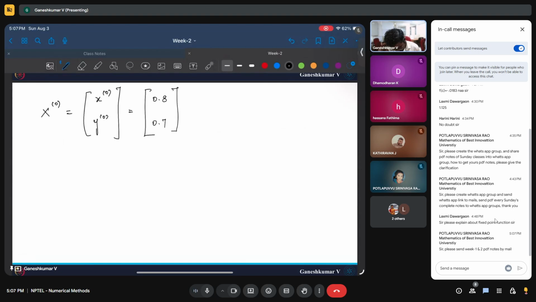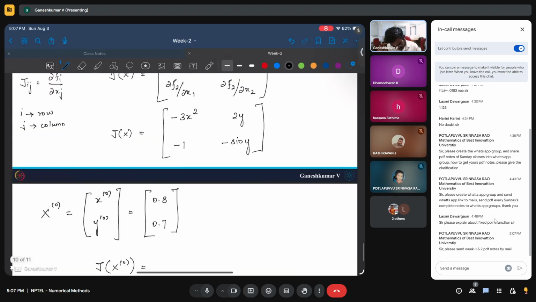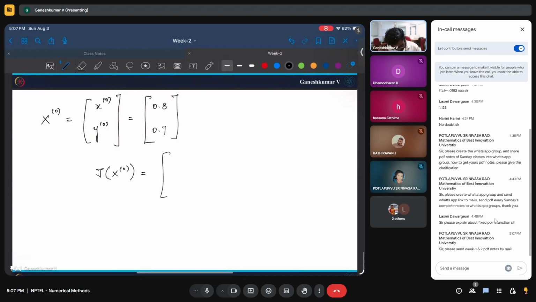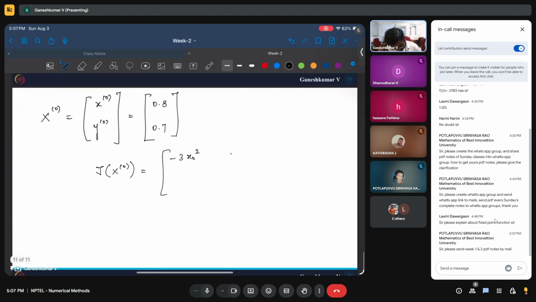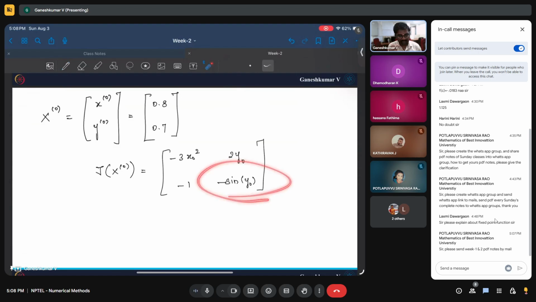Now you can write the Jacobian matrix in terms of x naught, which becomes minus 3x naught square, 2y naught, minus 1, minus sine of y naught. Remember, while using calculators, you need to use radians here. You cannot use degrees. If you do that for sine functions, you will end up with wrong results. Just a heads up. So let me replace that with the values.